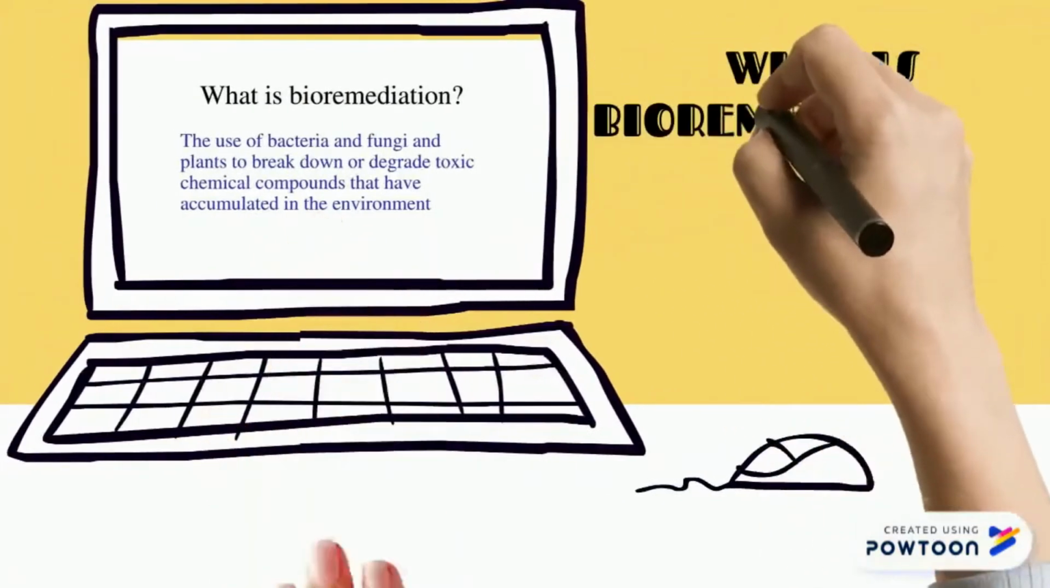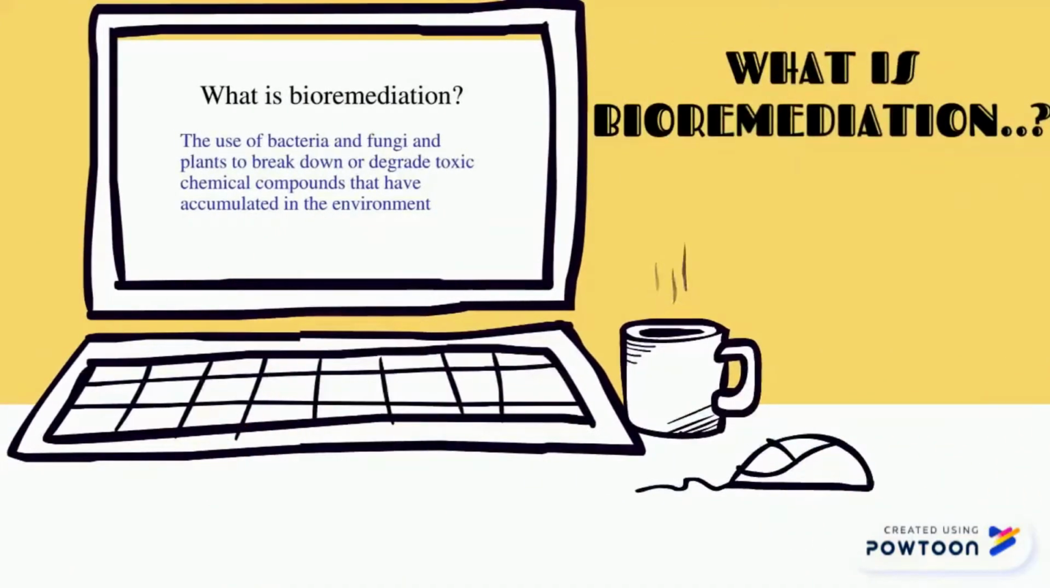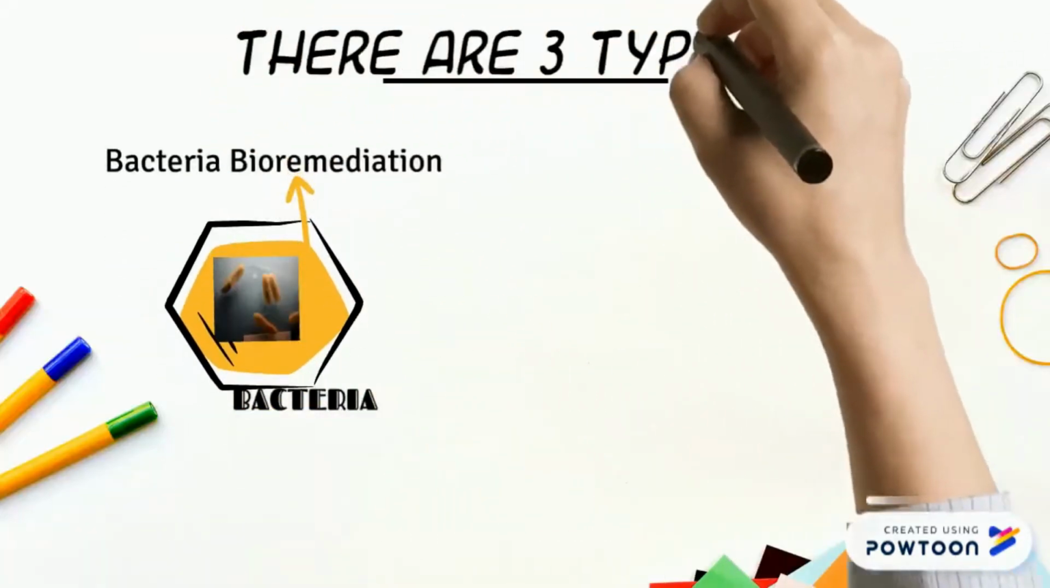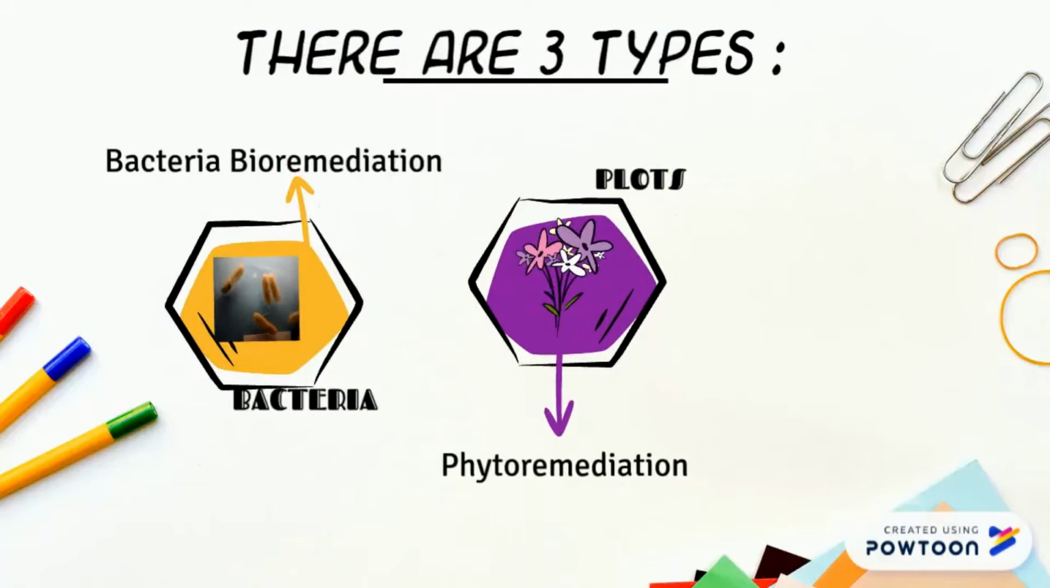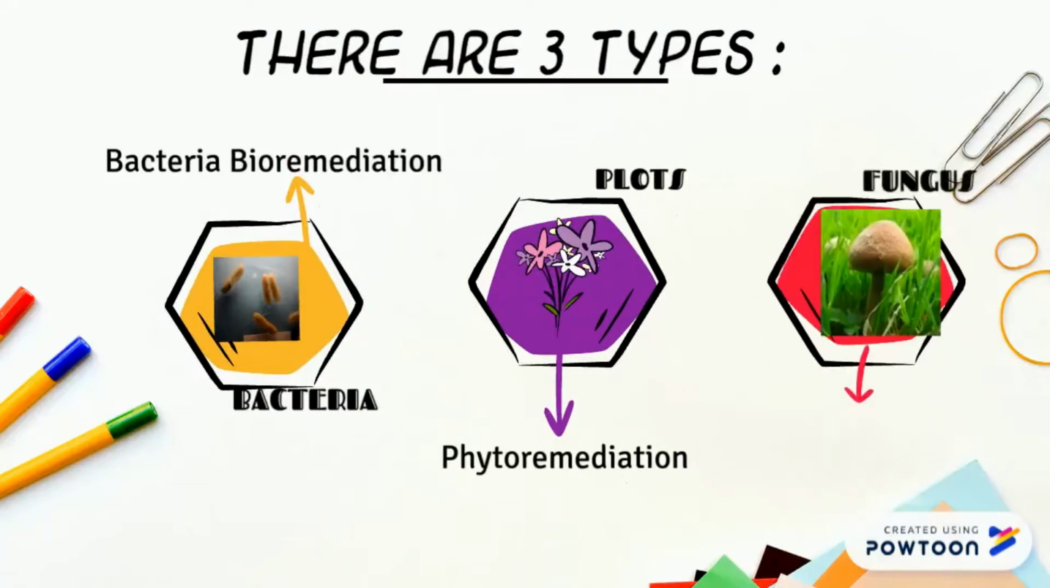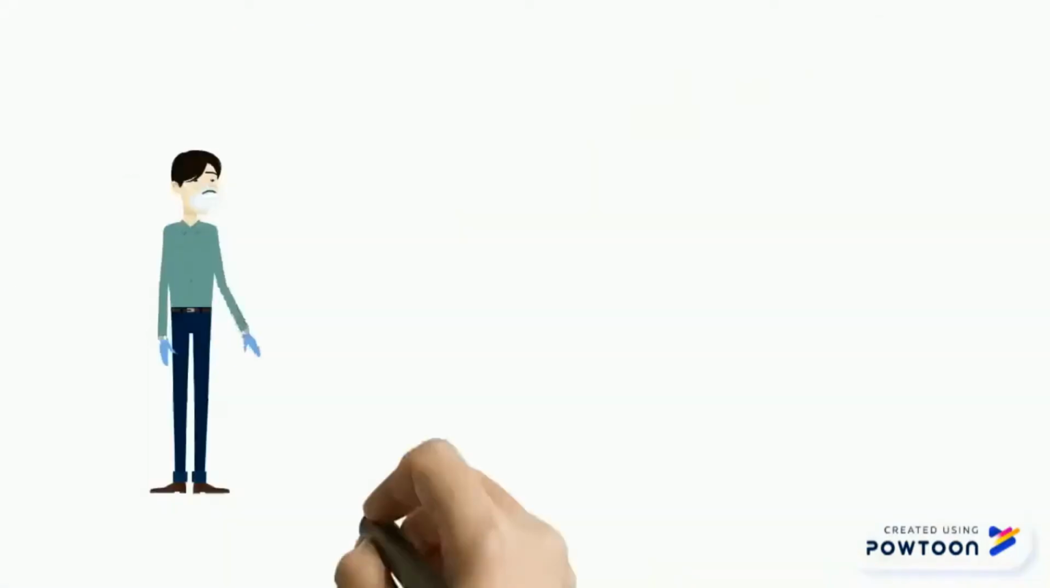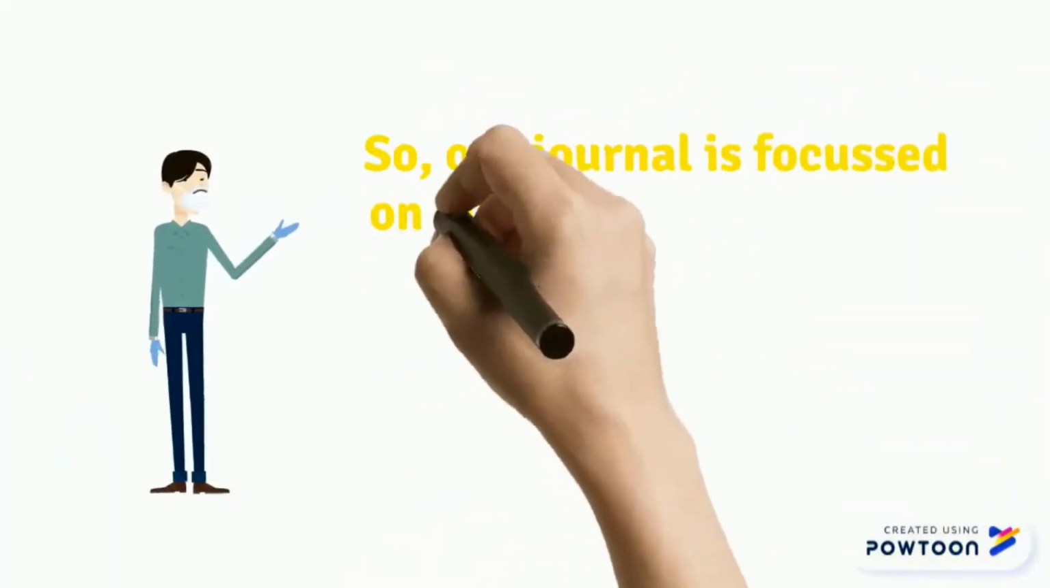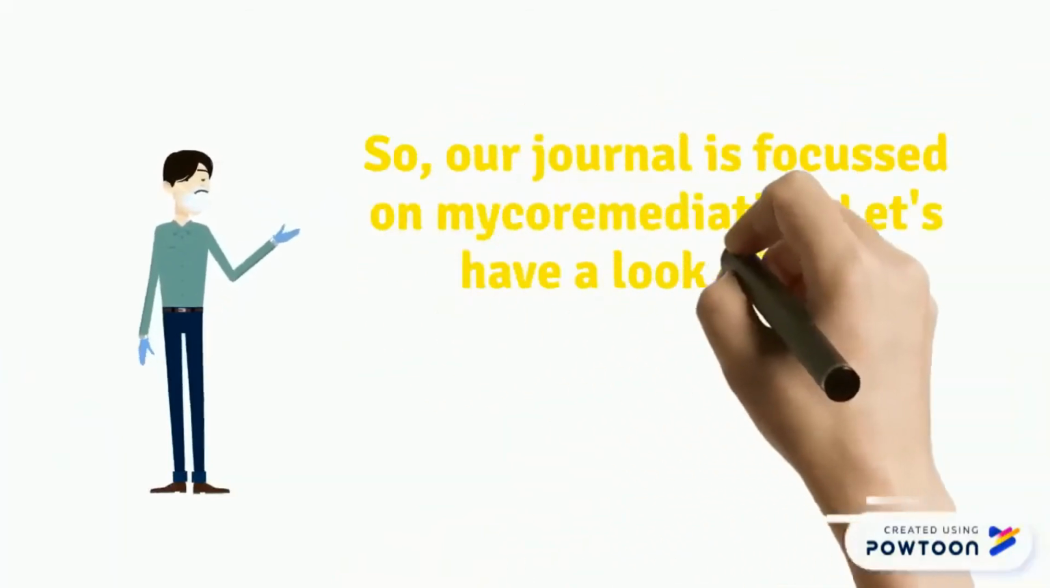What is bioremediation? Bioremediation is basically the use of bacteria, fungi, or plants to break down chemical compounds that have accumulated in the environment. There are three types of bioremediation, namely bacterial bioremediation, phytoremediation, and mycoremediation. So our journal is focused on mycoremediation. Let's have a look at it.